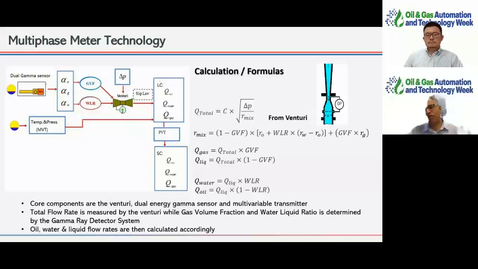So you have the total flow rate being measured by the Venturi, and the gas volume fraction and the water liquid ratios by the gamma ray system. And then you have the oil, water, and liquid flow rates calculated. Now, the equation may look pretty simplistic, but of course there are also models that go with that, and then you can have PVT equations at the back of it.